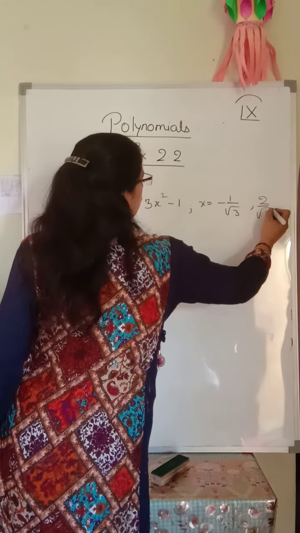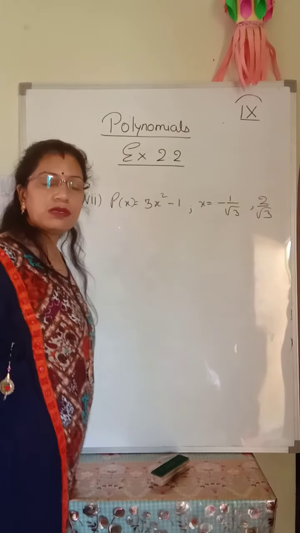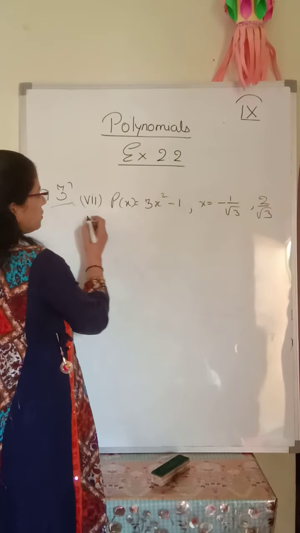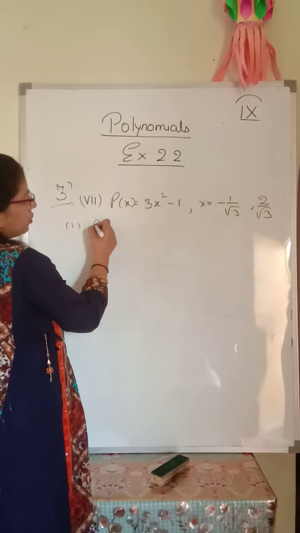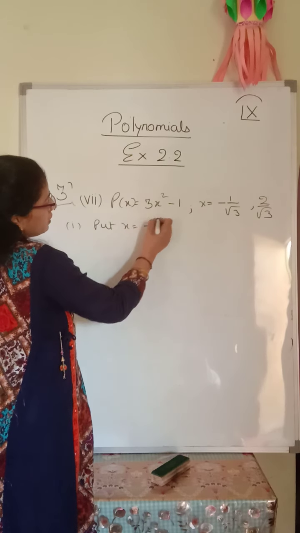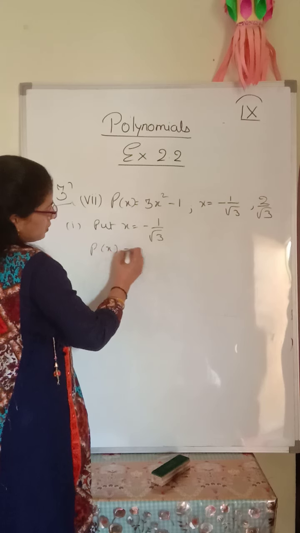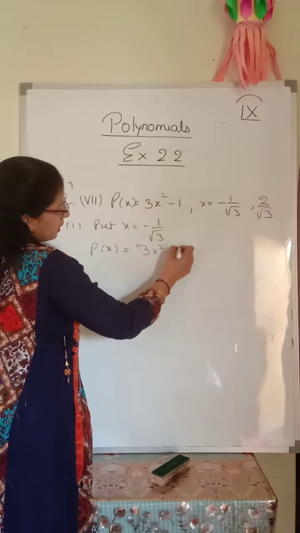That means there are two values of x. So one by one we have to just see for both the values. Okay. So very first let me put x is equals to minus 1 upon root 3. So let me write this polynomial. P of x is equals to 3x square minus 1.